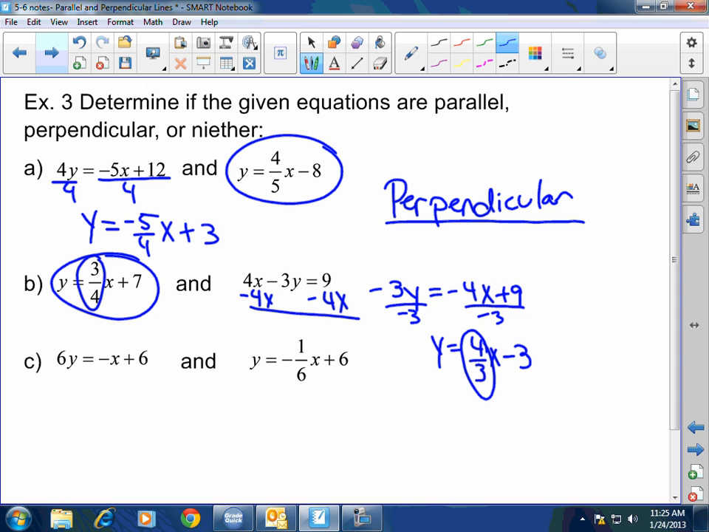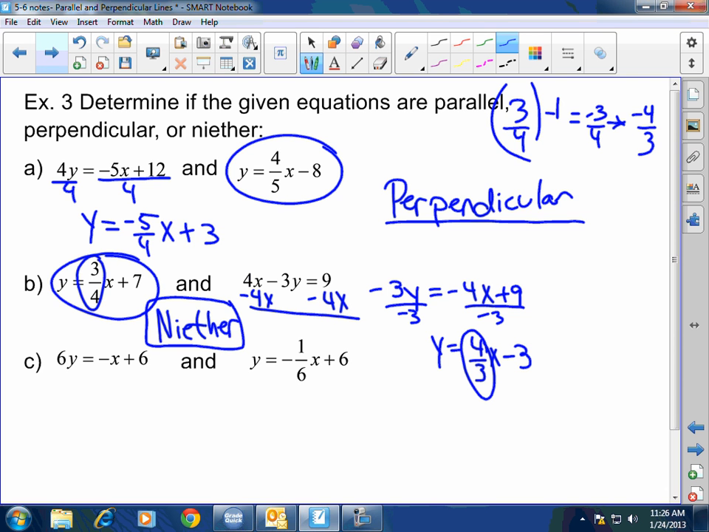Guys, I know we just learned it today, but you better commit this to memory. In order for them to be perpendicular lines, the slopes must be negative reciprocals of each other. In order to find a negative reciprocal, you must multiply the original by negative 1 and then flip it. If you were to take this 3/4, multiply by negative 1, that's negative 3/4, flip it, that's negative 4/3. That is not what you have here. So in this case, this would be neither. It's not parallel, and it's not perpendicular, so it's neither. Does that make sense? Okay.